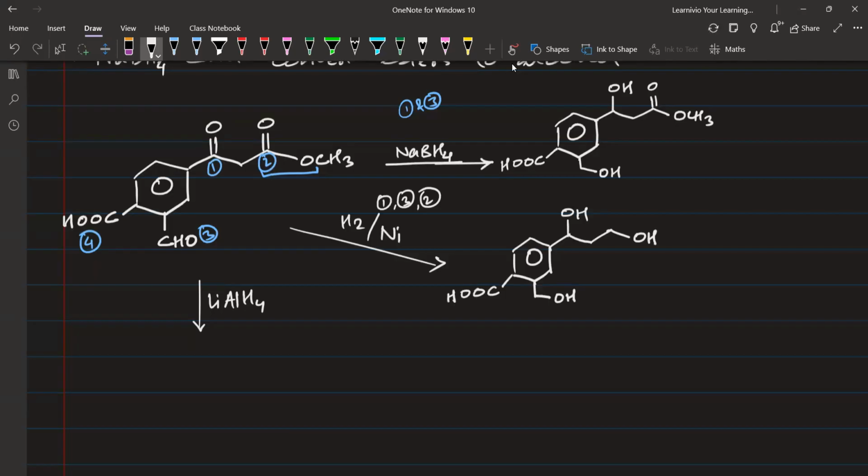Now, what about lithium aluminum hydride? Lithium aluminum hydride can convert all of these four different functional groups to what? To alcohol. OH, OH, OH, and OH. Or rather, I should do it like this. Check. Copy this down. Raise your hand once you're done.